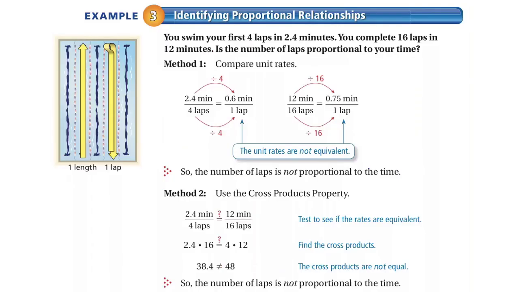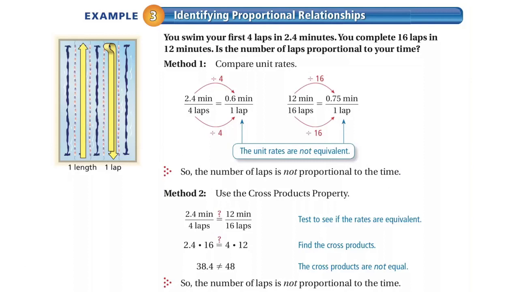In example 3, identifying proportional relationships, it says you swim your first 4 laps in 2.4 minutes. You complete 16 laps in 12 minutes. Is the number of laps proportional to your time? Well, let's look. First, we take 2.4 over 4, and the second one is 12/16. They take the first, 2.4 minutes over 4 laps, and turn it into its unit rate. Remember, we turn it into its unit rate by making the denominator a 1. And we always do this by dividing top and bottom by the denominator.